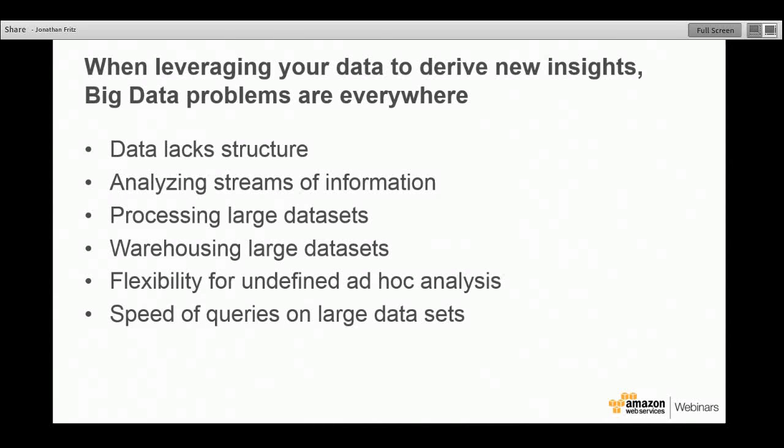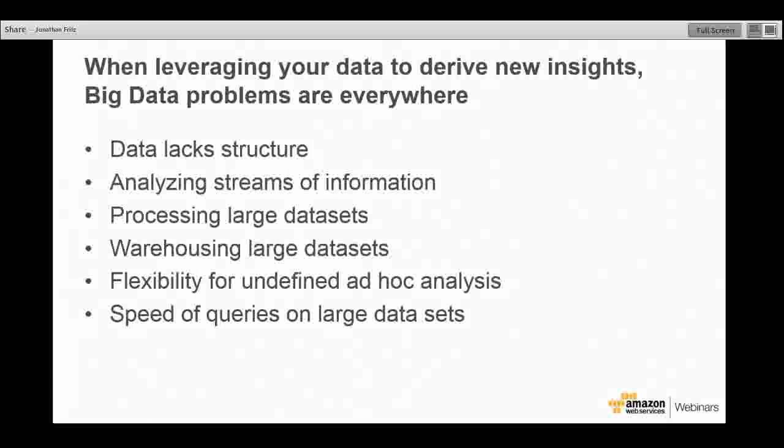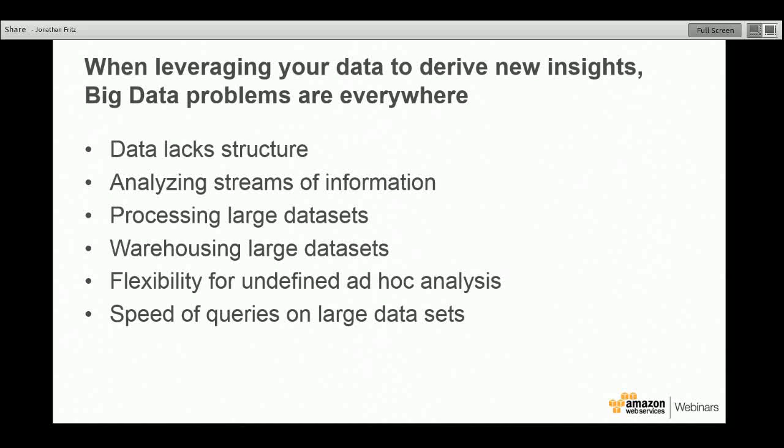So, data has become a commodity these days, and when leveraging large data sets and getting insights out of them, you run into a lot of architecture problems and problems with the tools that you use to get those insights. First of all, a lot of data, especially in this day and age, lacks the formal structure that you'd use a relational database to warehouse.